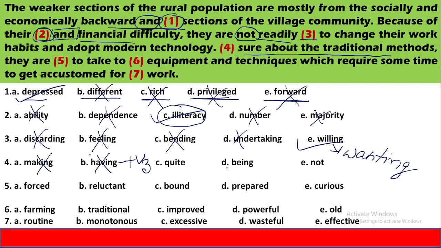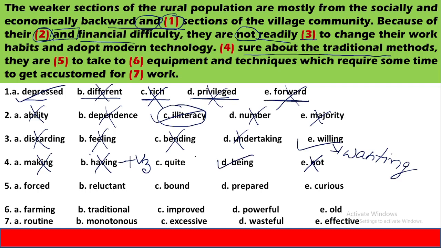Quite sure, being sure, not sure about the traditional method. They are sure about the traditional method. Saying they are not sure about the traditional method would not be appropriate, so this option will also not be there. There are only two options we are left with: one is quite and the other is being. So I will go for this option, being sure about the traditional methods.